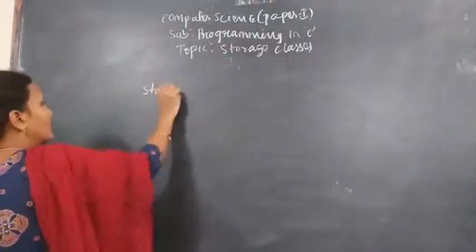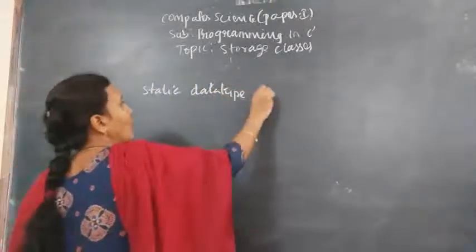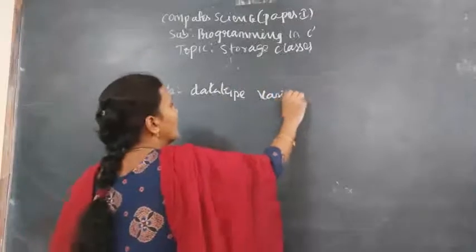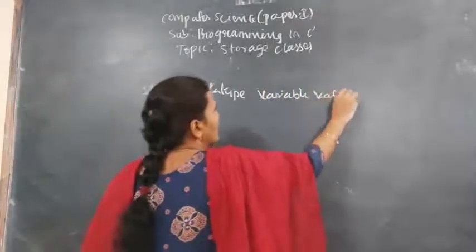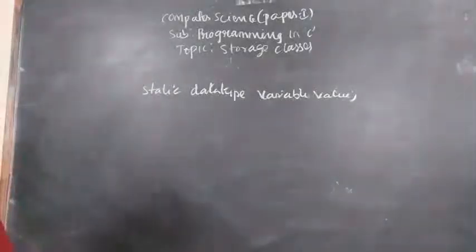Static data type variable value. Okay, static data type and a variable.